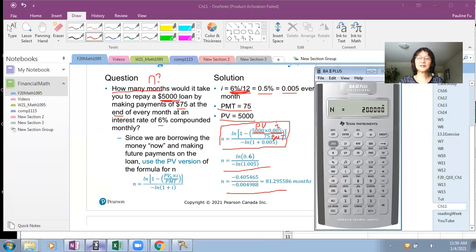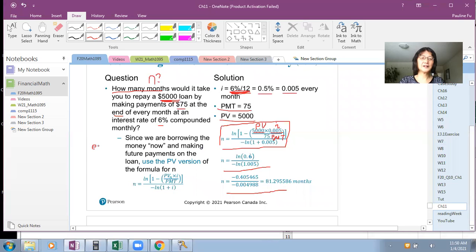Now, calculator method, clear everything. To do the calculator method, make sure your calculator is at the end mode. And you also need to set up PY. PY represents number of payments for 1 year. Number of payments for 1 year is 12 because the payment is made every month. CY, interest conversion period per year, is 12 because interest is compounded monthly.